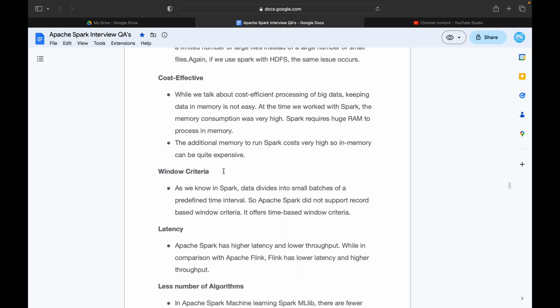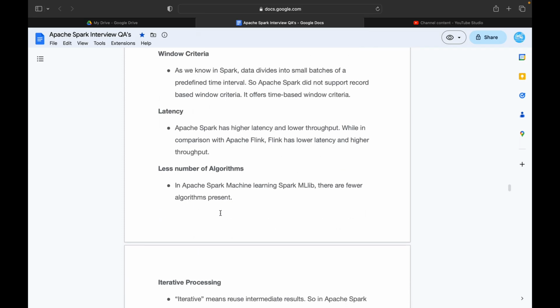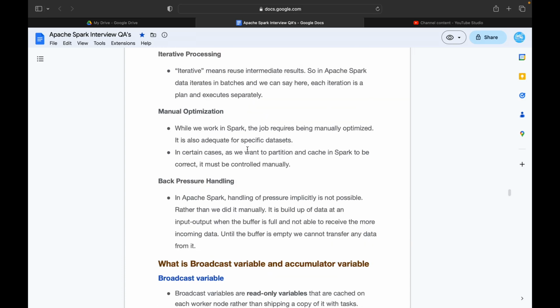The next one is window criteria. As we discussed that Spark doesn't support real-time applications, the same goes for this window criteria point as well. The next one is latency. Apache Spark has higher latency and lower throughput when you compare it with Apache Flink. And the next one is fewer algorithms. If you want to work in machine learning using Spark, there is a very limited number of algorithms supported currently. So these are some disadvantages of Apache Spark.